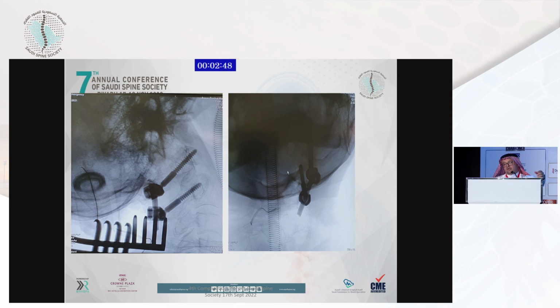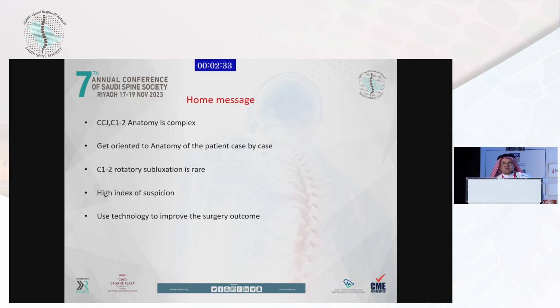It was a challenging case, comorbid, and maybe in the future, in such a case, if I could reduce it without going for surgery, I will do it, because these patients do not tolerate such big surgeries. So, in conclusion, the take-home message: craniocervical junction C1, C2 anatomy is very complex. You have to get oriented to the anatomy of each individual case. Definitely, if you look carefully at the images, you will find something different between cases.